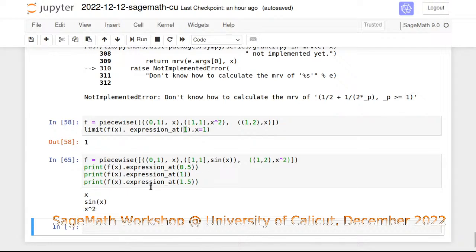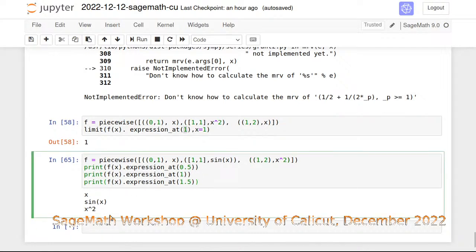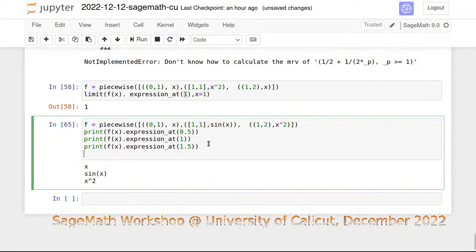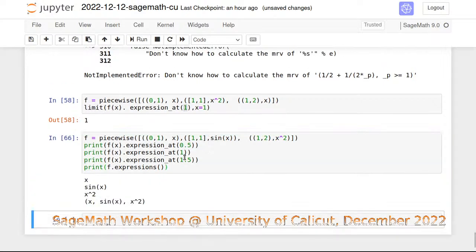Okay, for that there is one more possibility. Suppose that we have defined f to be this. Suppose that we want to list out all the expressions. F dot expressions, defining f. So what are the definitions of f in different pieces? So if you go for this, you'll get x, sin x, and x to the power 2.